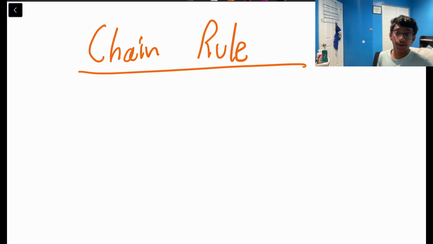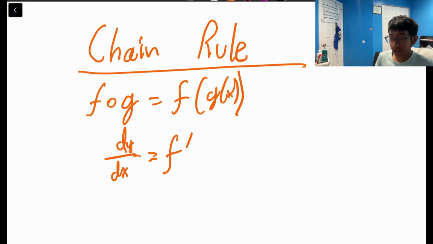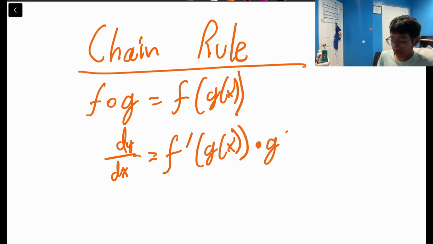The chain rule is used in calculus to find the derivative of composite functions. And if you don't know what a composite function is, I'll show you right here, it's f of g, and that's basically what it is. And this basically equals f of g of x. And when we take the derivative of this, we're going to get the base formula of f prime of g of x times the derivative of the inside, which is g prime of x.